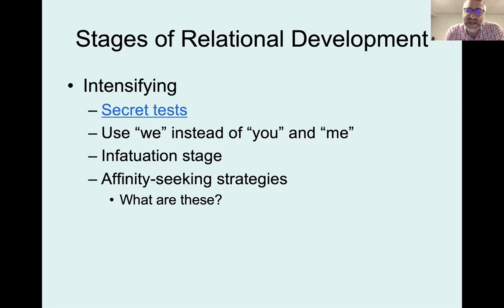In the intensifying stage, there are a few things that happen. We're going to talk about secret tests in just a minute. But we see some linguistic changes. So first of all, in the intensifying stage, well, let me put it this way. As I mentioned in the previous stage, the experimenting stage, there's a diverse set of relationships that can actually land in this phase. They can be friendships, they can be same sex, not as if there aren't same sex romantic relationships. There are, and that's totally fine.